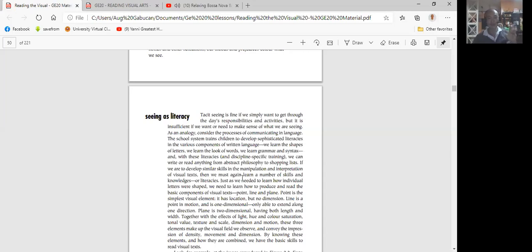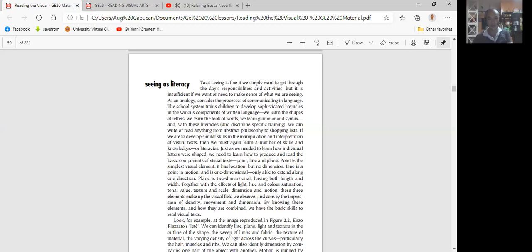We need to learn how to produce and read the basic components of visual text: point, line, and plane. The point is the simplest visual element; it has location but no dimension. A line is a point in motion and one-dimensional, only able to extend along one direction. A plane is two-dimensional, having both length and width, together with the effects of light, hue and color, saturation, tonal value, texture and scale, dimension and motion. These three elements make up the visual field that we observe and convey the impression of density, movement, and dimension.